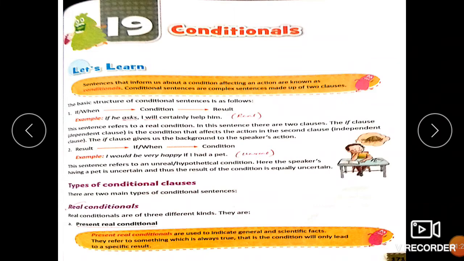Complex sentences will have subordinate conjunctions used in them, and these subordinate conjunctions usually relate the dependent clause to the main clause. This is something that is already known to you, children. Now what you need to know is that a conditional sentence is that sentence which implies or talks about a condition that affects an action. Such kinds of sentences will have one main clause and another dependent clause.